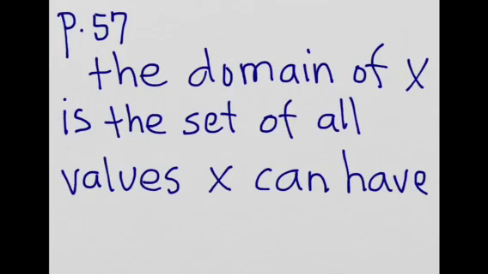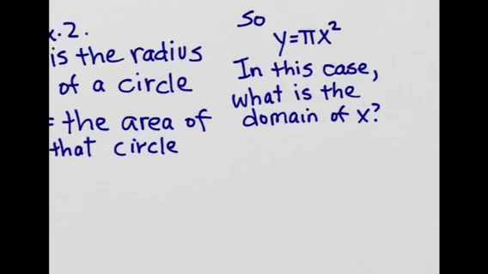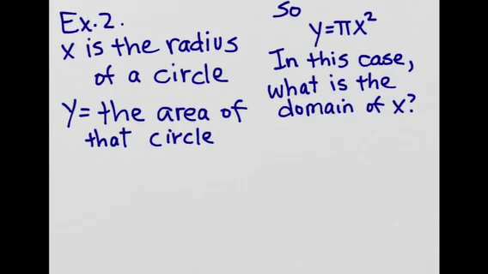Page 57 talks about the domain of x, which is the set of all values that x can have. Well, why couldn't x have all the values? For example, as an example 2, x is the radius of a circle, and y that we're going to calculate is the area of that circle. And so, of course, you have the expression y equals pi x squared.